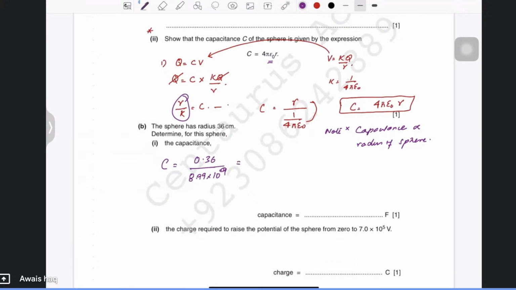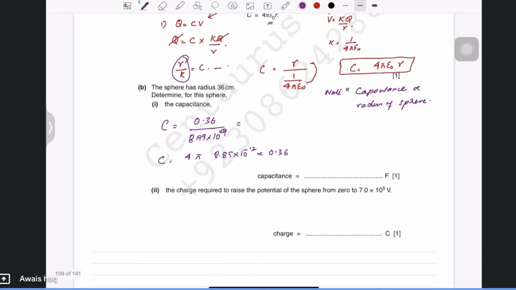Epsilon value is given, it's 8.85 times 10 raised to minus 12. If you want to use it, you can use it too. So if you like, you can use 4 pi times 8.85 times 10 raised to minus 12 and multiplied by 0.36. That would give you the same answer. Yes, anybody please find this? 4.0 times 10 raised to negative 11.